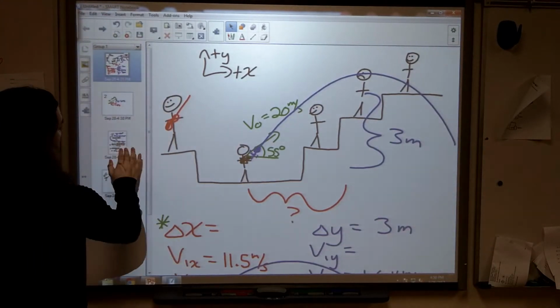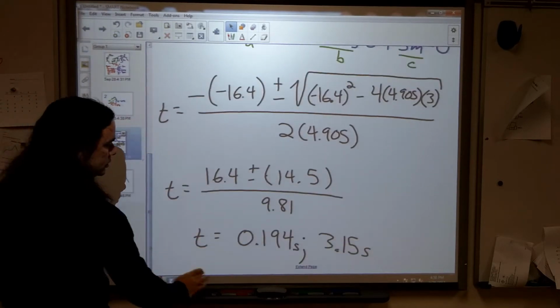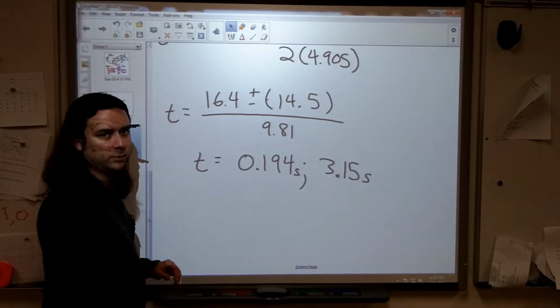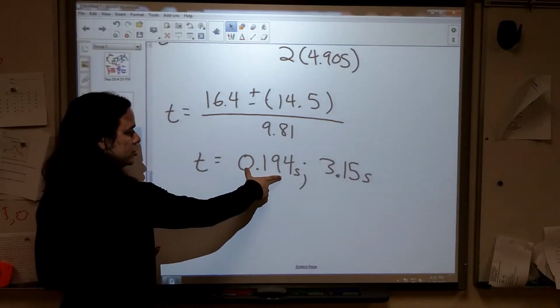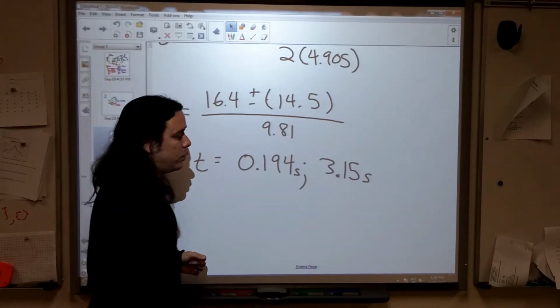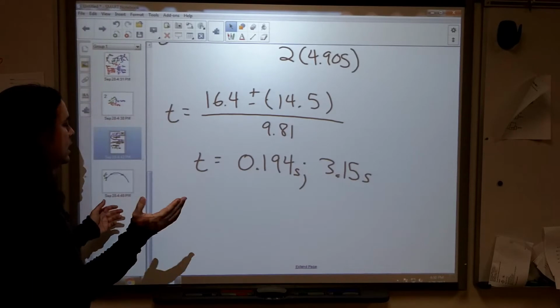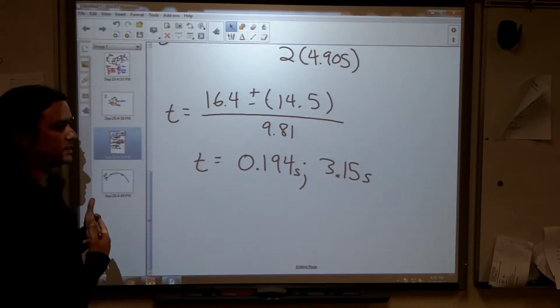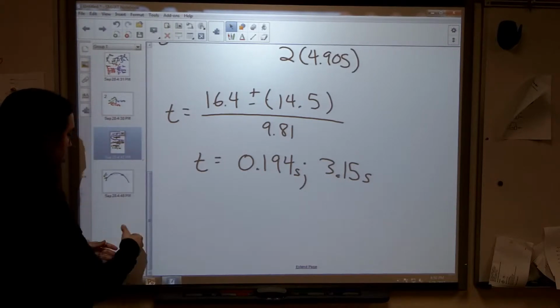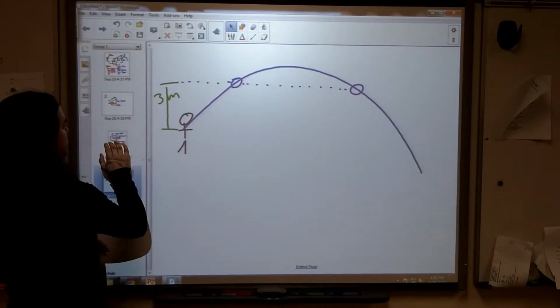In short, why are there 2 positive answers? Because there are 2 possible answers to what we've asked. We could either have them catch it on the way up or catch it on its way back down. I don't like doing the quadratic approach, so I'm going to show you what I do instead of the quadratic approach. Here's what we're going to do.